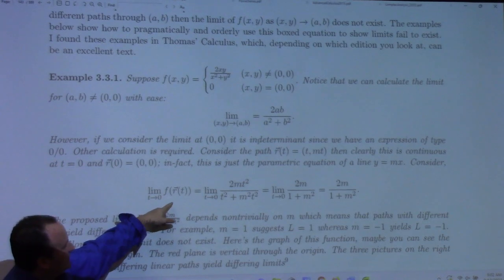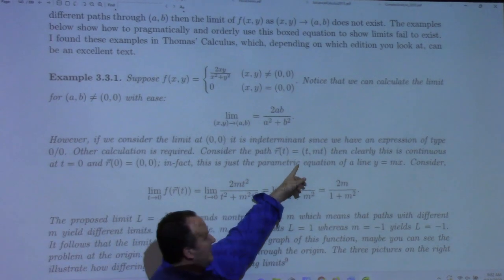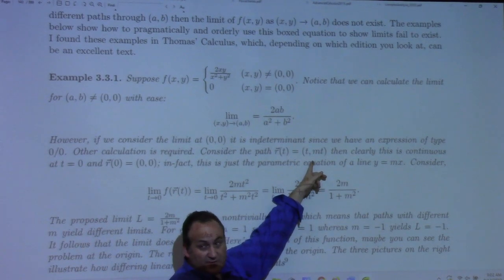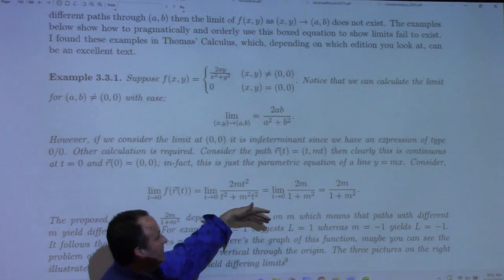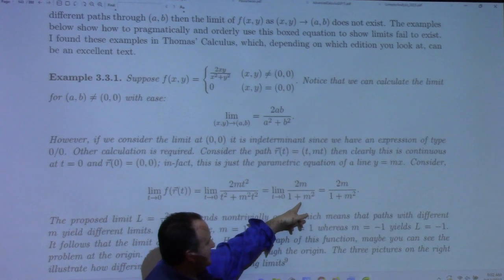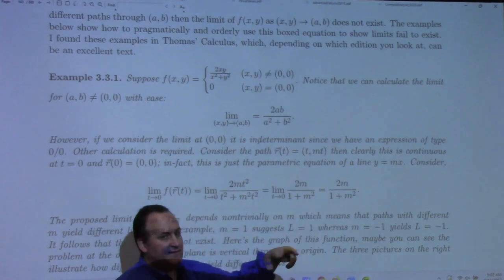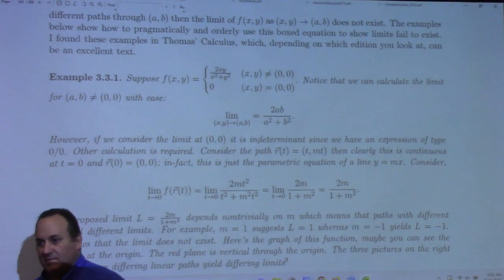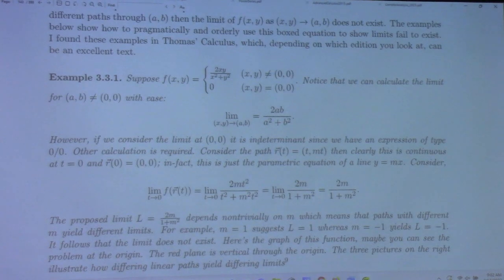So what I did here was I looked at the path limit (t, mt). In other words, x equals t, y equals mt. Those are lines through the origin. When I shove that into this formula, I get a constant, which is this. But for different slopes, that's different numbers. Therefore, the limit at 0 does not exist. That was what was supposed to happen in the last 15 minutes of class, so my apologies. There it is.